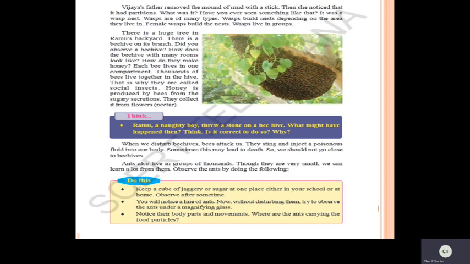Yes. When we disturb beehives, bees attack us. They sting and inject a poisonous fluid into our body. Sometimes this may lead to death. So we should not go close to the beehives. Yes, children, it is very dangerous. Don't do that. So let us see actually what beehives are.